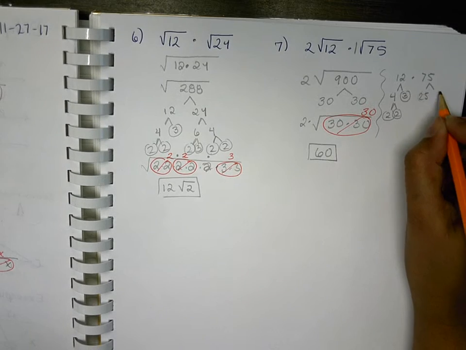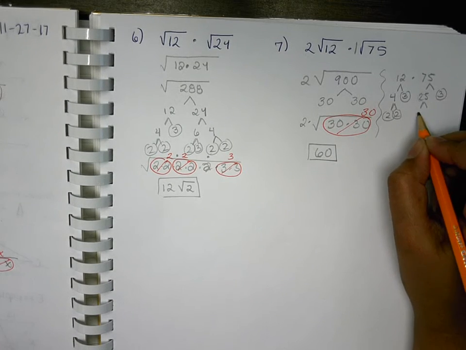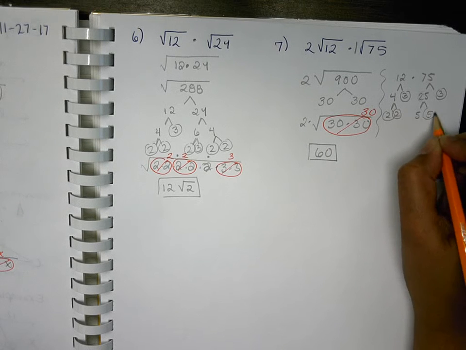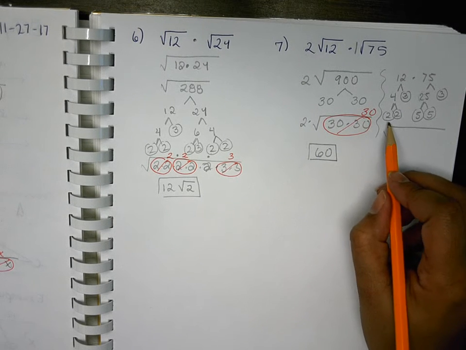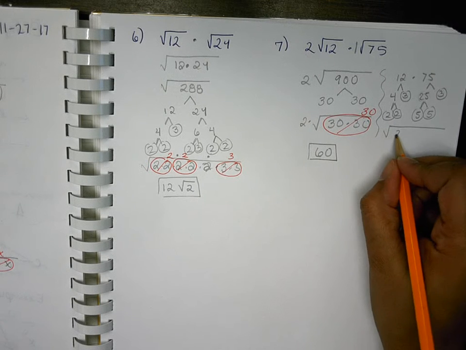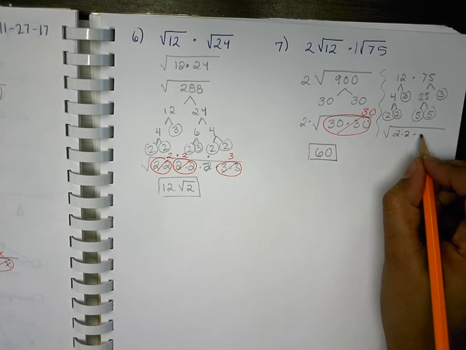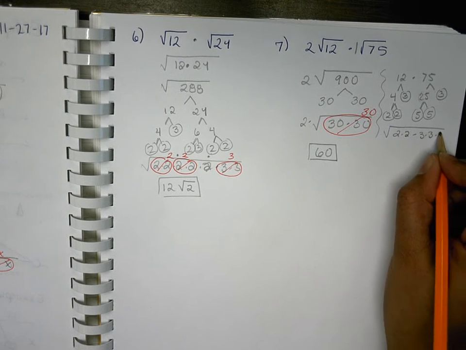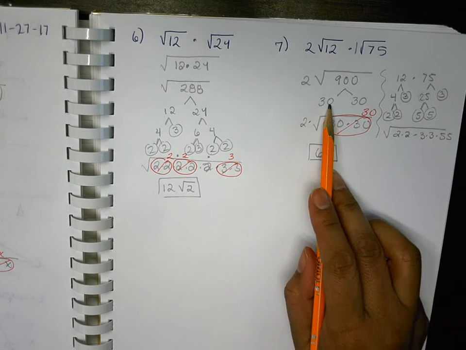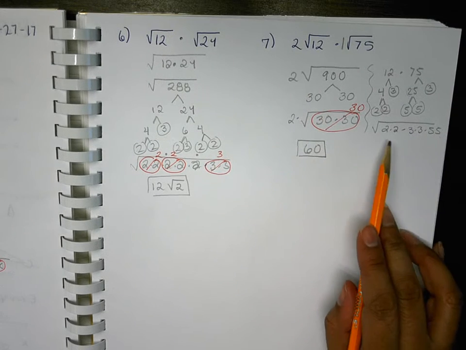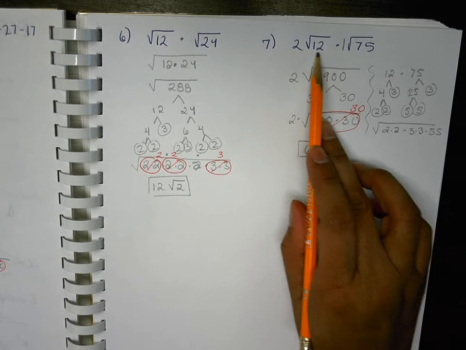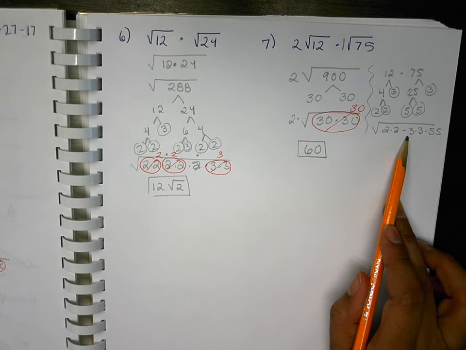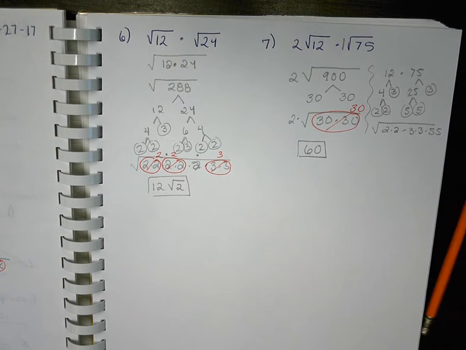25 is 5 and 5. All right, square root, and how many 2's? 2 2's. How many 3's? 2. And how many 5's? All right, so if you broke up these two 30's, you should have 2 2, 3 3, 5 5. Or if you broke up the 12 and the 75, again, 2 2, 3 3, 5 5. Can you see that everything's a pair and everything's coming out?